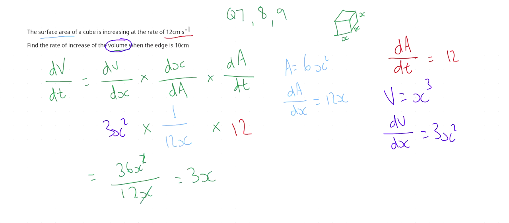Now, one last piece of substitution. I want to know when the edge is 10. So it is just 3 times 10, which is 30. And then we need to put in the right units. So this is centimeters. Now, what are we working out? Volume. So it's cubed per second. So this is my final answer.